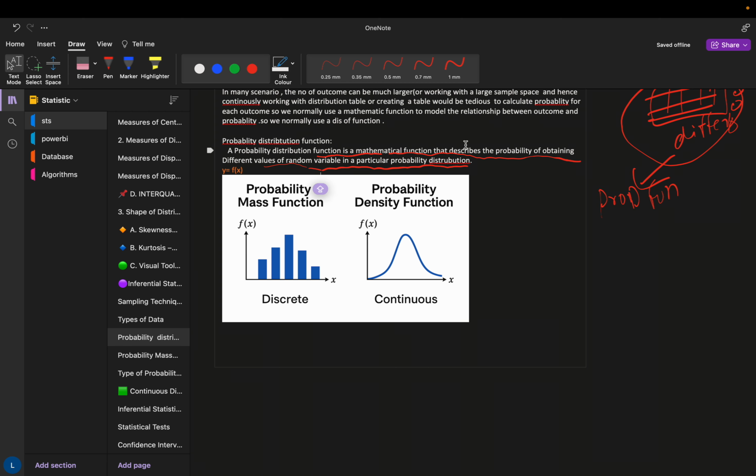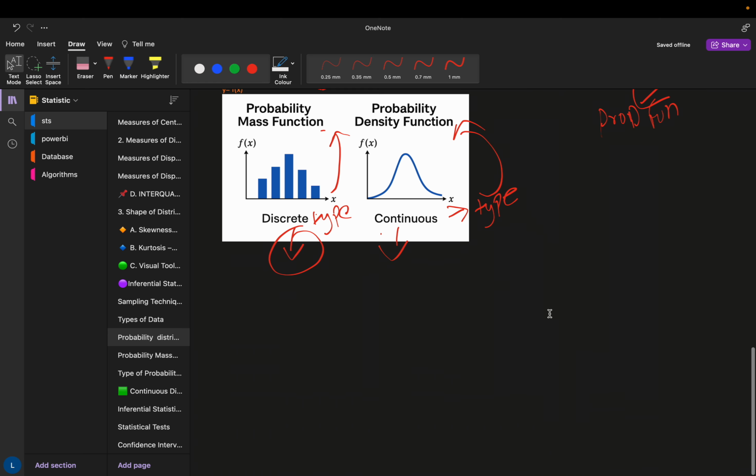Alright, even while speaking about probability distribution function, we normally have two types of probability distribution. The first one is discrete and the second one is continuous. Normally, discrete probability distribution is used when we have a discrete type of data. And when we have a continuous type of data, we normally use probability density function, and when we have a discrete type, meaning countable data, we normally use probability mass function.